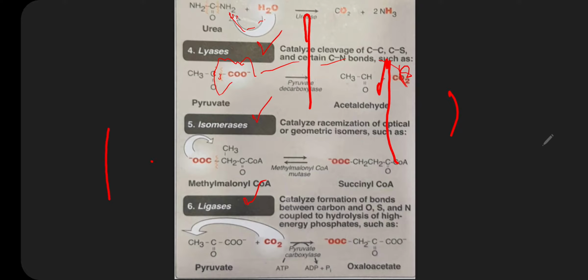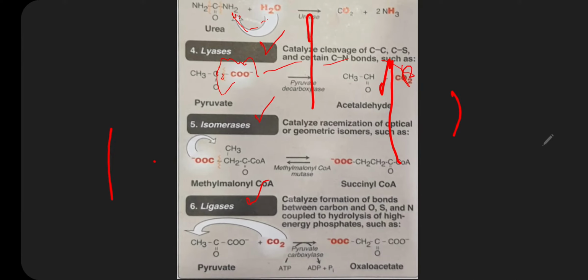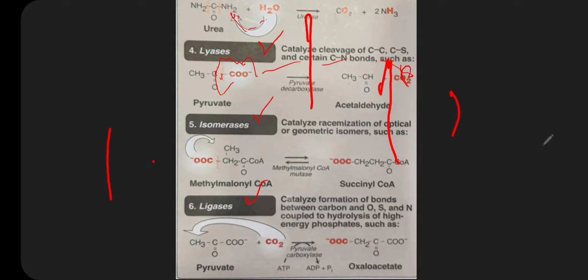Then the isomerases. The word itself is very clear: it catalyzes the rearrangement of special or geometric isomers, such as methylmalonyl CoA to succinyl CoA. These are all reactions in the metabolic pathway. This indicates that these enzymes help the metabolic pathway to proceed. They speed up the metabolic pathway due to their catalytic activity. And you understand what catalytic activity is? Catalysts enhance the speed, the velocity of the reaction, without any change in their own structure.